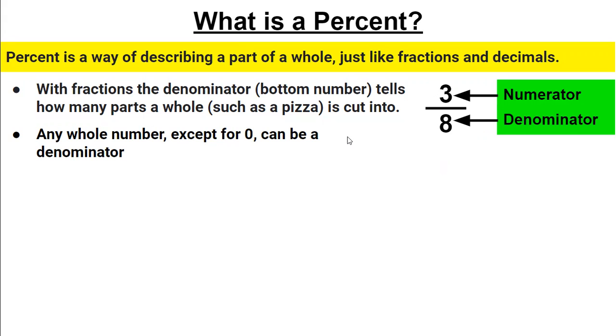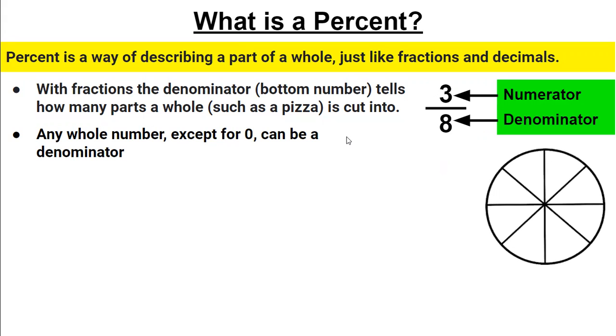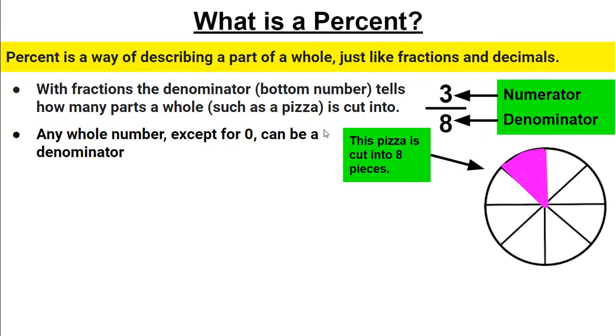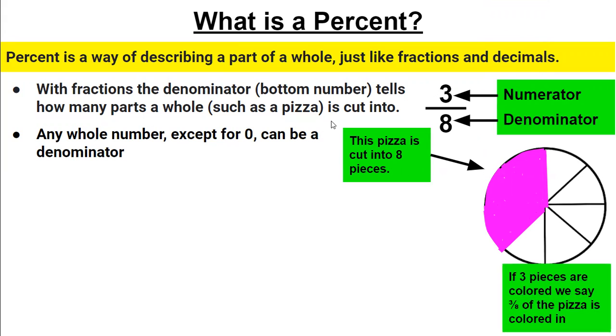It's not a possibility. So here's our 8-piece pizza. This pizza is cut into 8 pieces. And we are going to eat or color in 3 of those pieces. Okay, so we have eaten 3/8 of that pizza. If 3 pieces are colored, we say 3/8 of the pizza is colored in, or eaten.